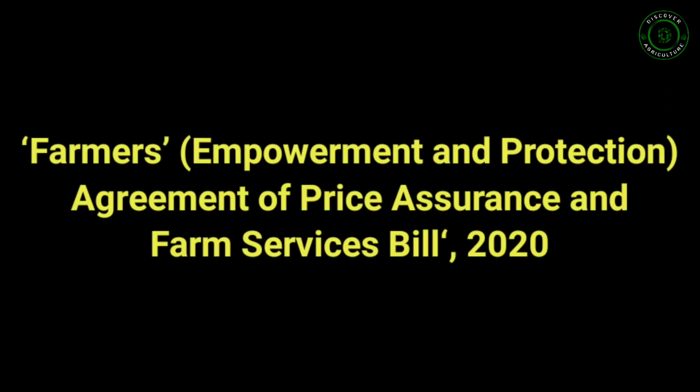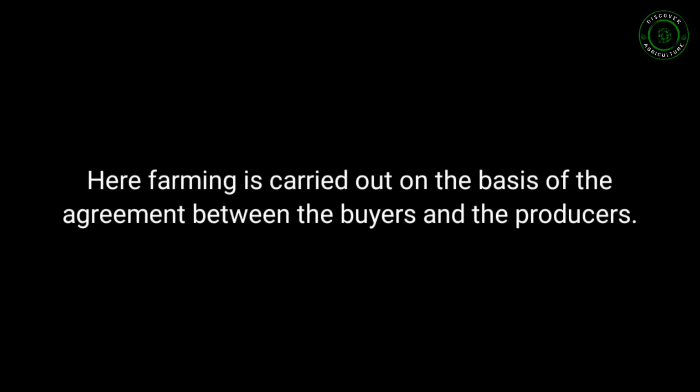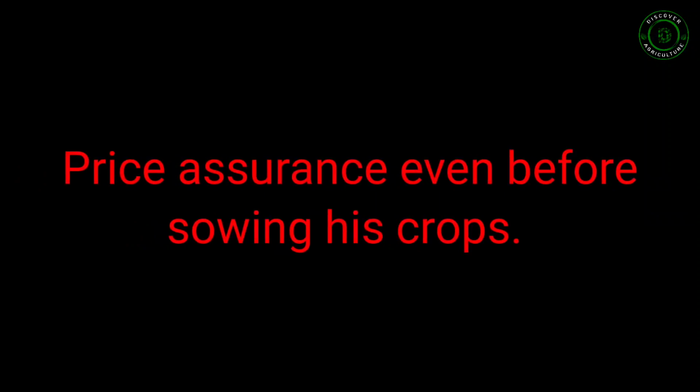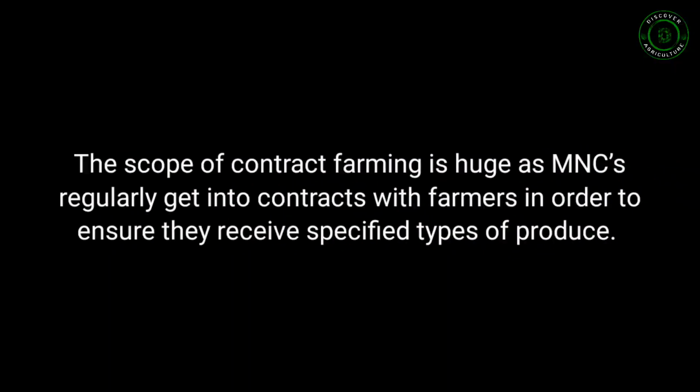Farmers Empowerment and Protection Agreement of Price Assurance and Farm Services Bill 2020. This bill ensures that farmers are allowed to enter into contracts with buyers. Here, farming is carried out on the basis of the agreement between the buyers and the producers. One of the greatest advantages that farmers receive through this bill is the price assurance even before sowing their crops. The scope of contract farming is huge as MNCs regularly get into contracts with farmers in order to ensure they receive specified types of produce.